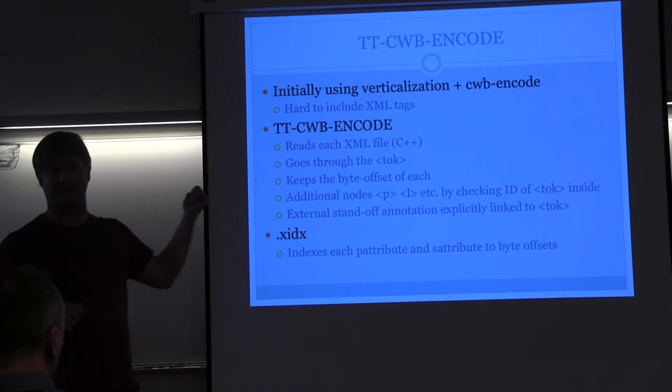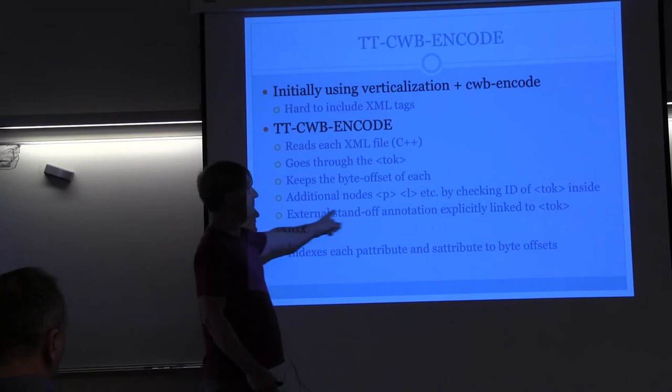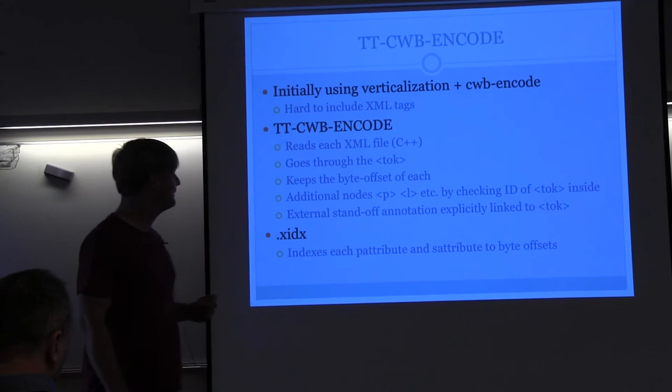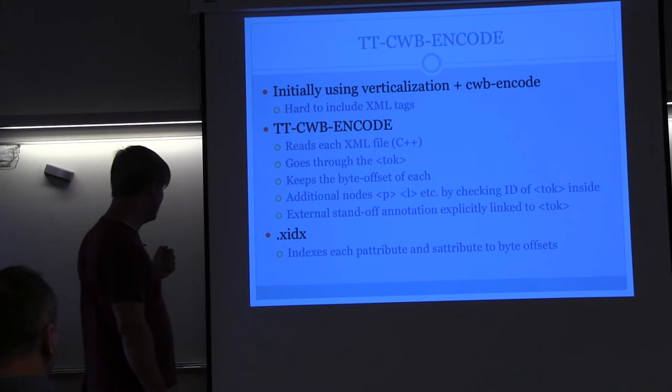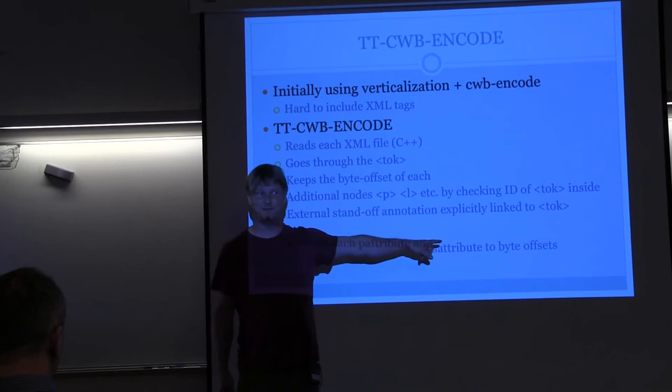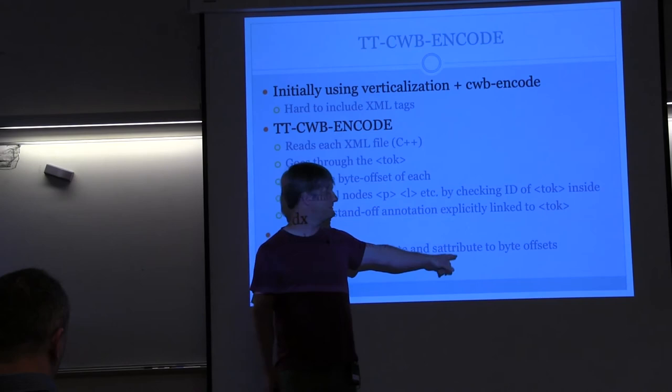And they can even do the same with external standoff annotation files, which you sometimes need, despite the fact you can do a lot inside the XML itself, with explicit relations to the tokens that they belong to. So it writes these index files for each P attribute and S attribute, which are positional attributes and structural attributes. So those are tokens and ranges of tokens, and it keeps the byte offset for each of those.